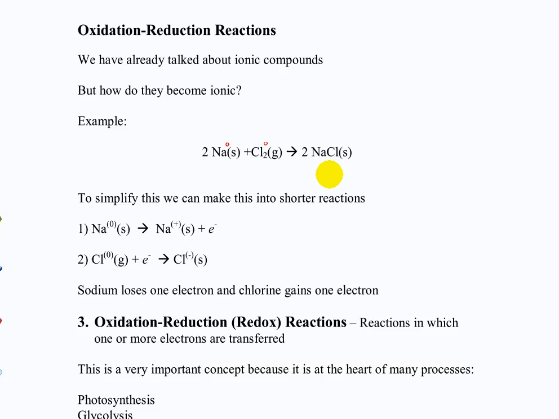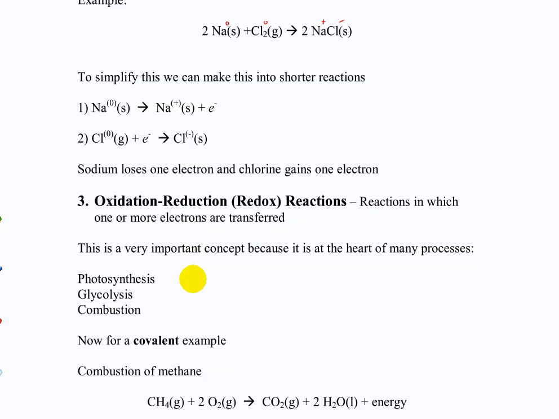What's the charge of sodium in sodium chloride? Right, and chloride is minus one. So they've changed their charge, and that's really the key to noticing that you have an oxidation or reduction reaction. The sodium has gone from 0 to plus 1, which means it's lost an electron. And the chlorine has gone from 0 to minus 1, which means it's gained an electron. If one thing loses an electron and one thing gains an electron, that's electron transfer, known as an oxidation-reduction reaction.